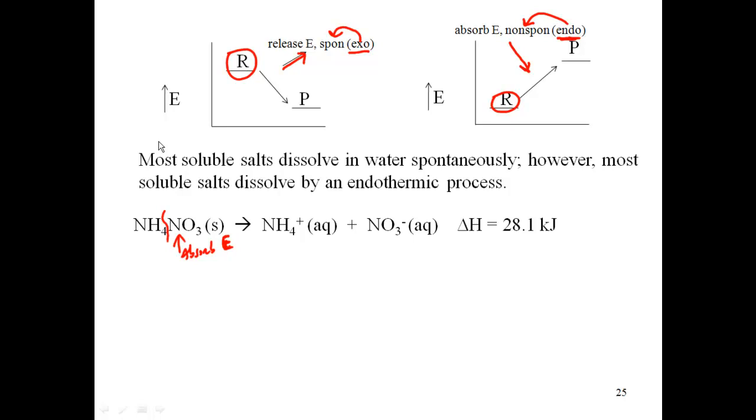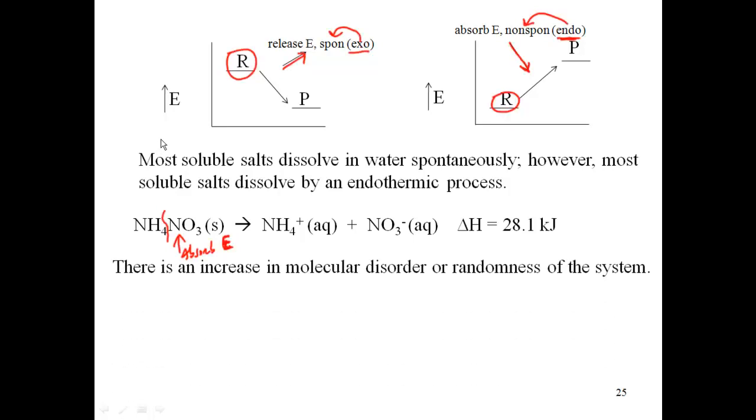And it does have another piece, which is this statement right here. There is an increase in molecular disorder or randomness of the system. This particular reaction, going from ammonium nitrate as a solid to ammonium ions and nitrate ions, has an increase in molecular disorder or randomness of the system. Basically, we're increasing in disorder, which is energy associated with the order or disorder of a system. So we're going from a solid, which is a highly ordered system, to aqueous ions, which is a less ordered system. And there is less energy associated with that disordered system compared to the ordered system of a solid.